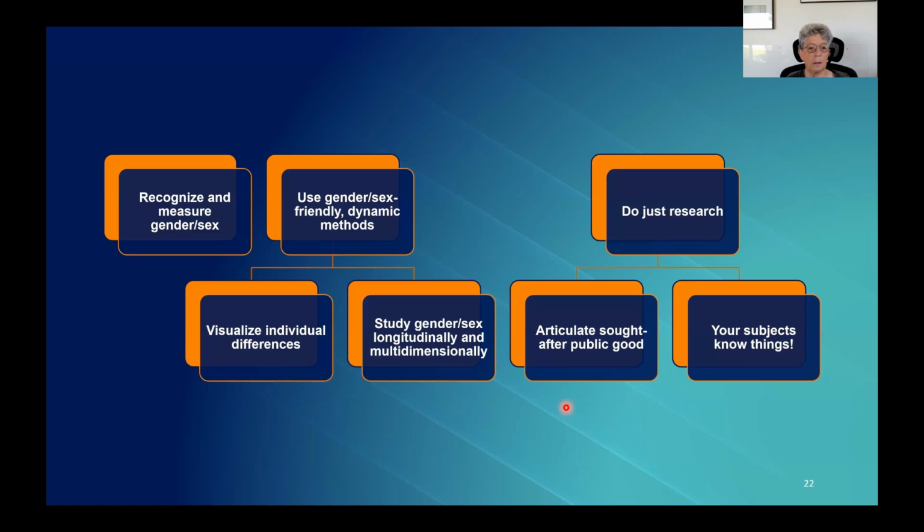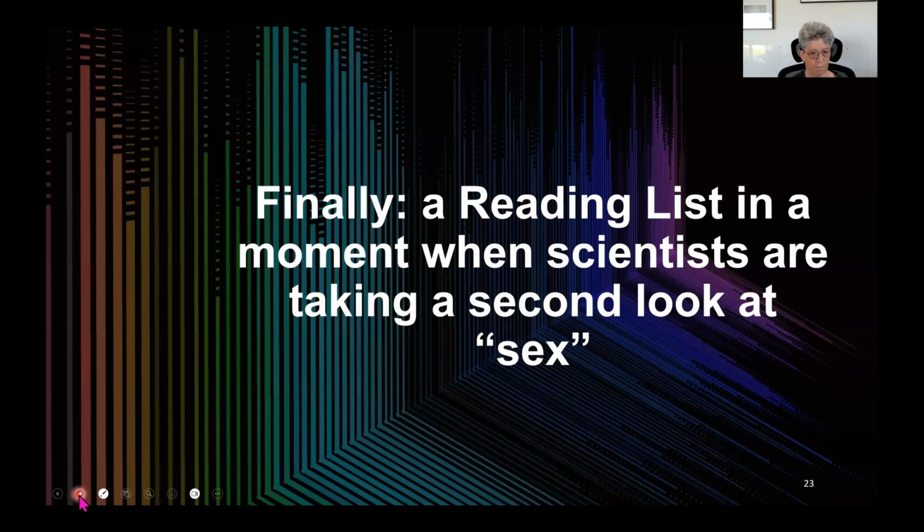So in summary, we need to recognize and measure gender sex. We need to use gender sex friendly dynamic methods that include visualizing individual differences, studying gender sex longitudinally and multidimensionally, and we need to do just research. That is articulating sought after public goods and remembering that our subjects know things and we can design a better study if we ask them what they know.